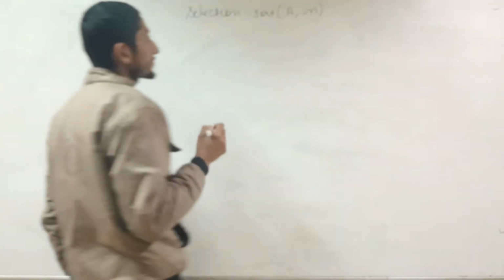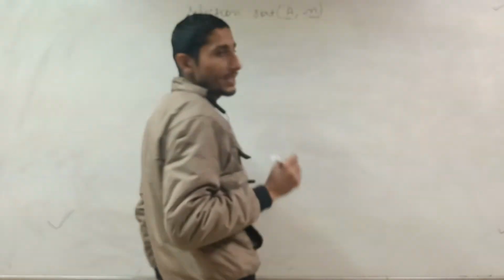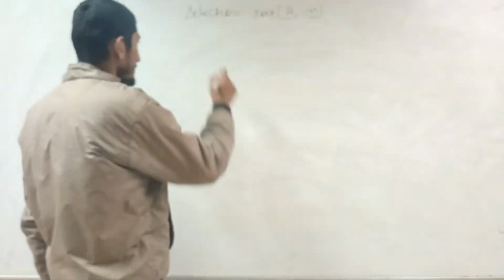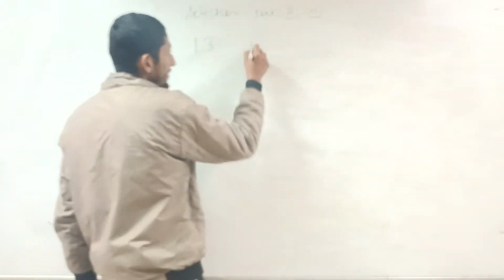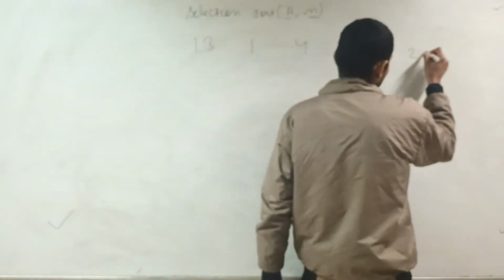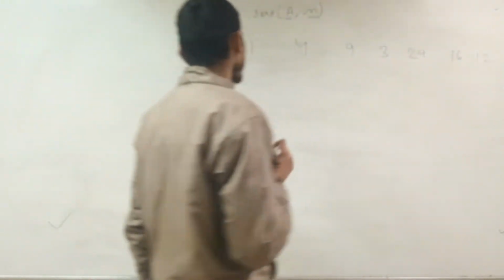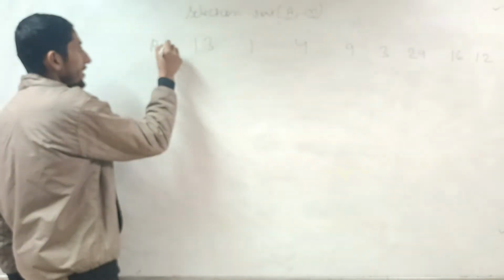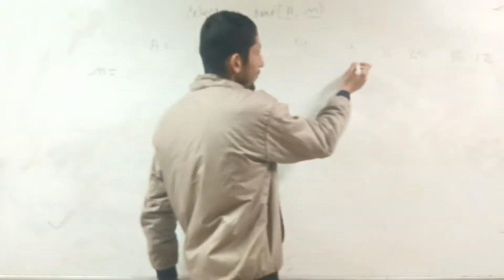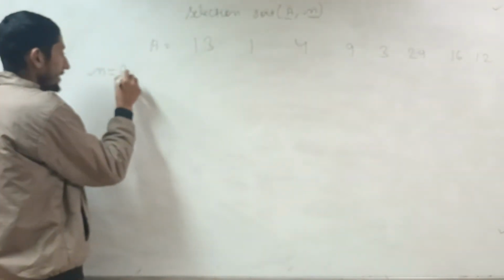Again, A is an array and n is the number of terms inside the array. First of all, let me tell you what the approach is. Let's say I have a couple of elements like this. That is the value of A, and the value of n becomes what? 1, 2, 3, 4, 5, 6, 7, 8. So the value of n becomes 8.